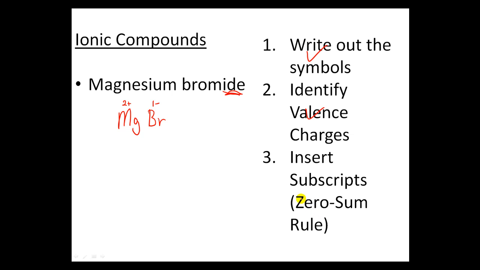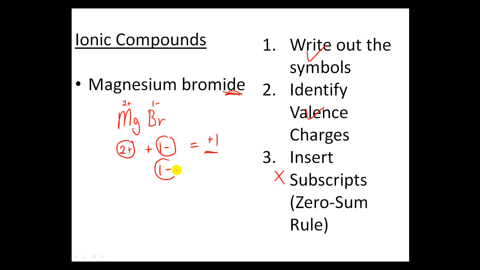Next, insert subscripts, follow the zero-sum rule. So right here I've got a 2 plus charge. And over here I have a 1 minus charge. If I add them together, do I get a 0? No, I don't. I get a positive 1 charge overall. That does not follow the zero-sum rule. So that means I need more of certain elements over here. So do I need more magnesiums? Well, that's not going to help me because I want to get rid of this 1 plus charge.